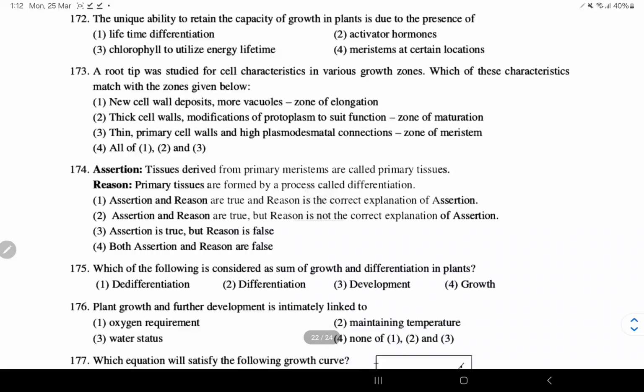A root tip was studied for cell characteristics in various growth zones. Which of these characteristics match with the zone given below? New cells deposit more vacuoles: zone of elongation. Thick cell wall, modification of protoplasm to suit function: zone of maturation. Thin primary cell walls, high plasmodesmatal connection. All the 3 are correct.